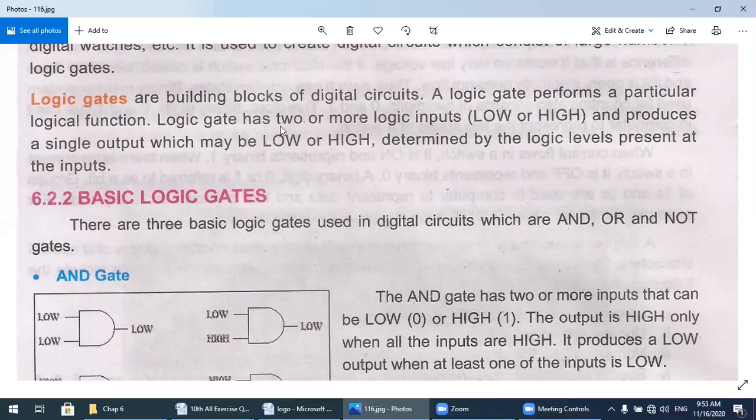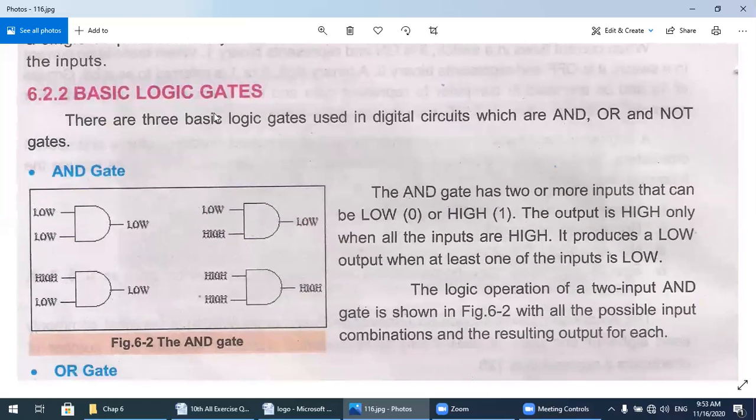Logic gates have two or more logic inputs, low or high, and produce a single output. I will tell you how many inputs, and why I'm saying two or more. So input can be two or more, but the output should be only one. The output could be low or high, determined by the logic levels presented at the input.